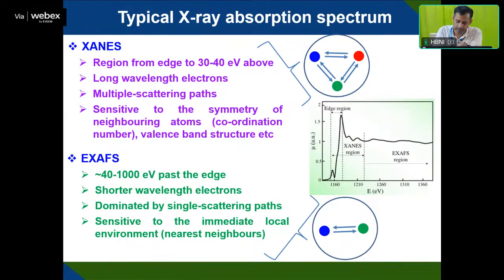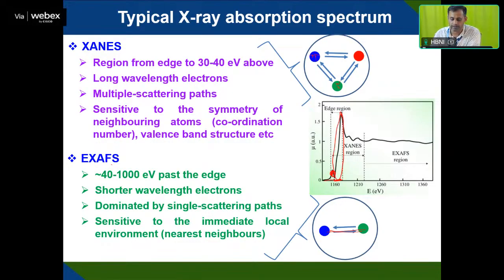If you see the X-ray absorption near edge structure here, you can see that the scattering involves 3 atoms, a blue, green, and red atom. They are interpreted as multiple scattering here. In the case of EXAFS, there is a direct interaction, the nearest neighbor interaction only. Here the region from 30 to 40 electron volts is near the band edge and pre-edge. Within this 30 to 40 electron volt range, you will see the XANES spectroscopy.